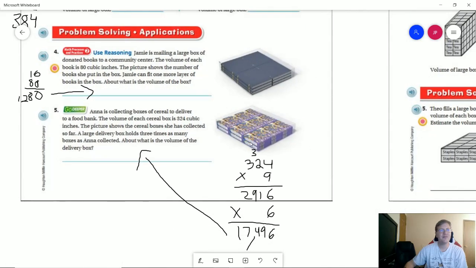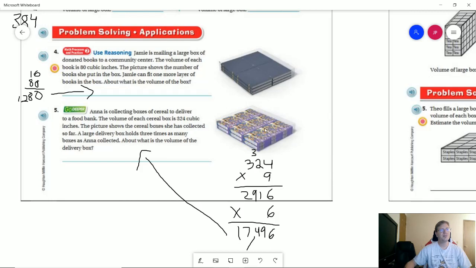For number 5, I know it's a little bit difficult to tell on my screen, but if you have a printout of this, it should be a little bit easier to see. There will end up being 3 times 3 boxes for each layer. So that means there are 9 boxes on the bottom layer. So 324 cubic inches times 9 boxes gives us this.